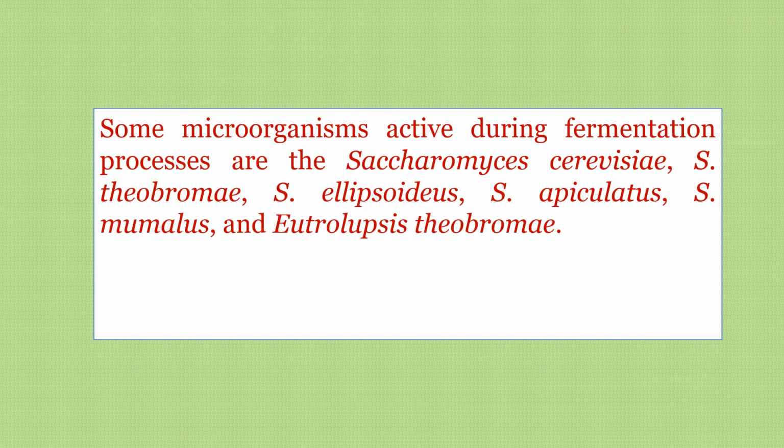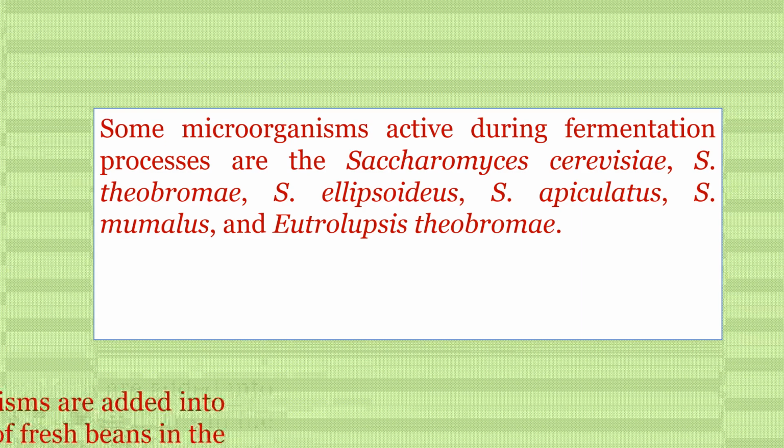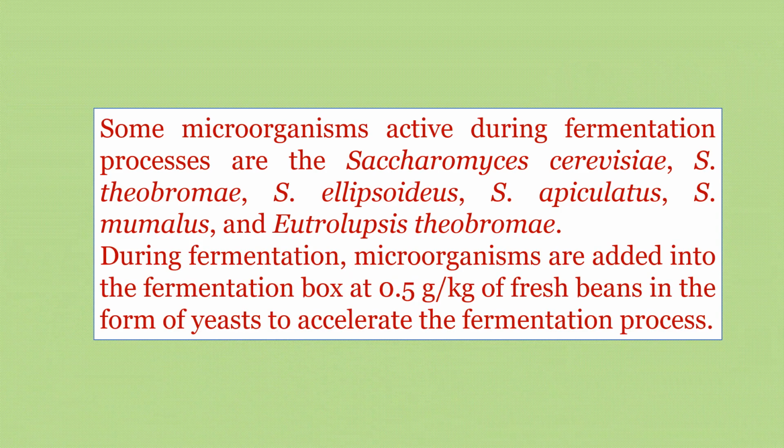Saccharomyces cerevisiae, Saccharomyces theobromii, Saccharomyces ellipsoideus, Saccharomyces apiculatus, Saccharomyces mummalus, and Eutrolepsis theobromii are some of the important microorganisms found to be active during the coca bean fermentation processes. Many times, microorganisms are added into the fermentation box at the rate of 0.5 gram per kg of fresh beans in the form of yeast to accelerate the fermentation process.